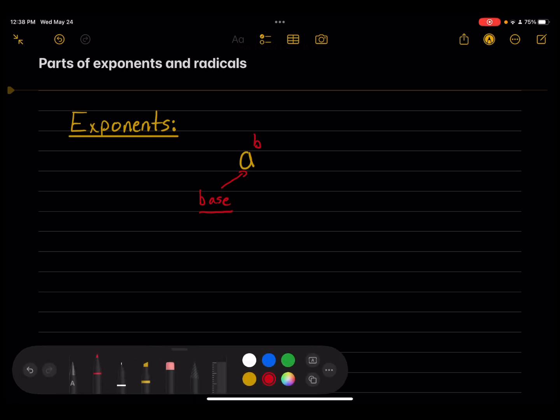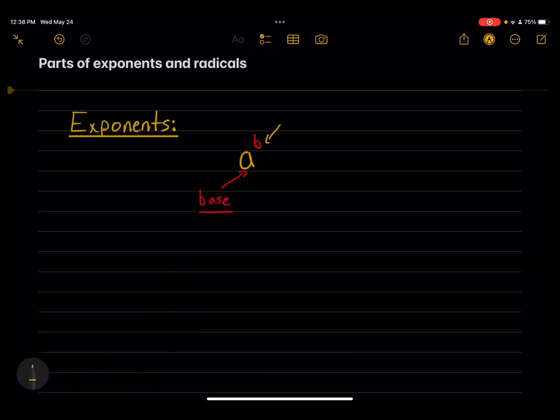And the little number in red here, the b, that is going to be the exponent. And again, ironically, some other textbooks call this the power. But the base is the larger number, and the exponent is the smaller number on top.